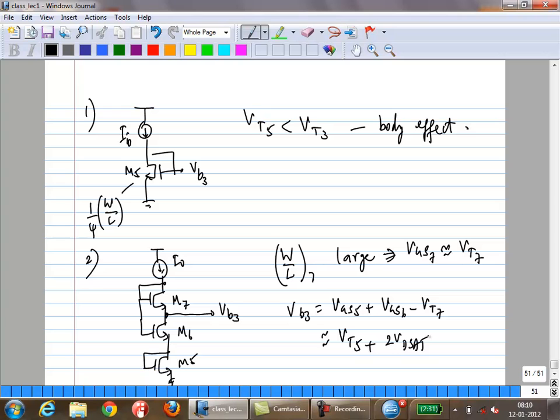In all these cases the way of biasing is only approximate. You will always have to leave a little bit of margin, maybe a few tens of millivolts.